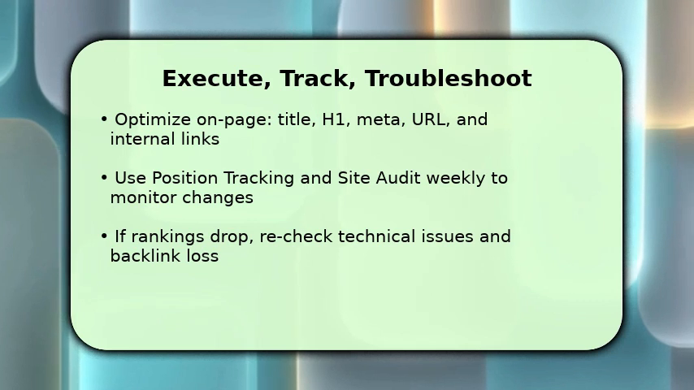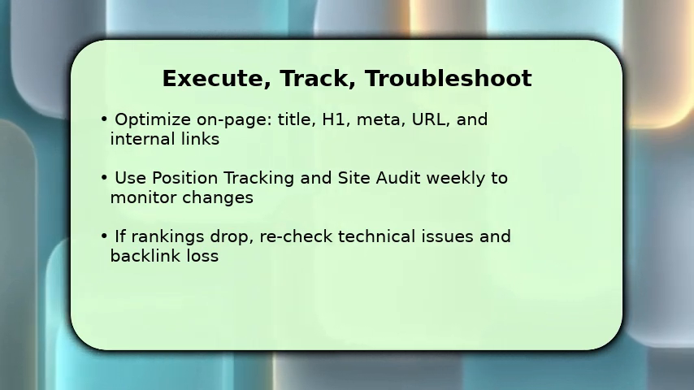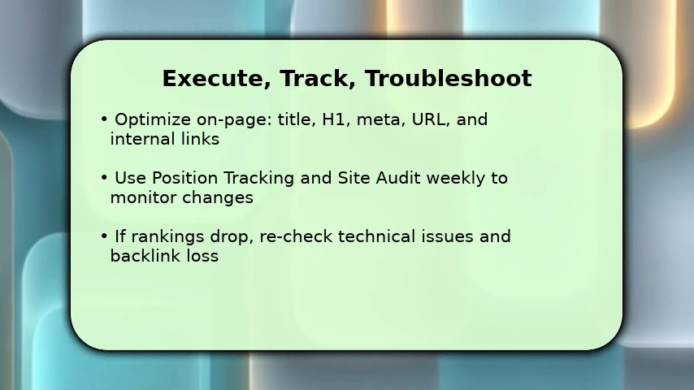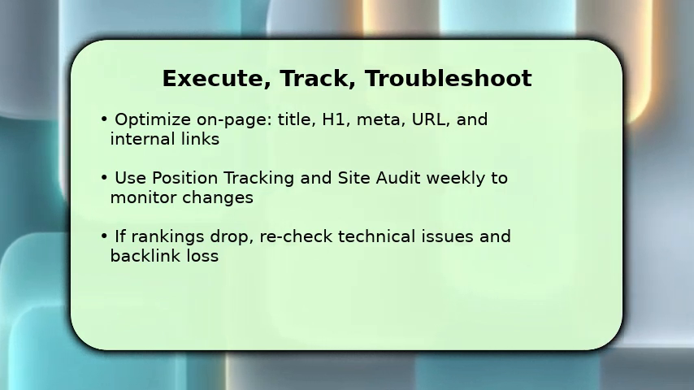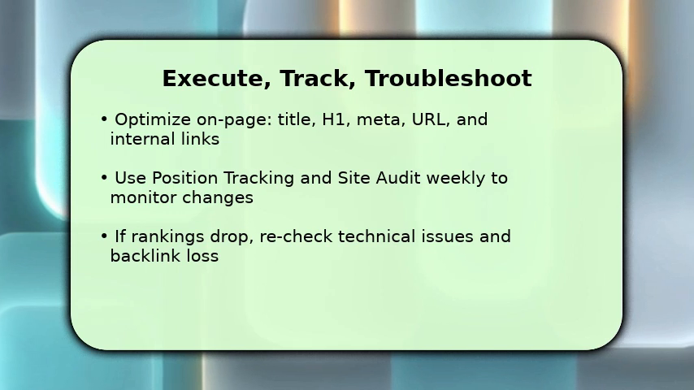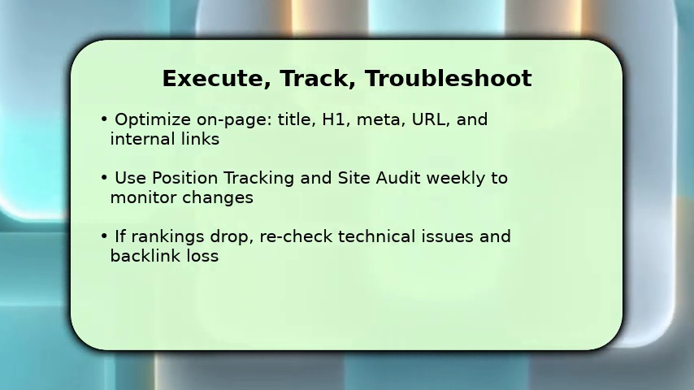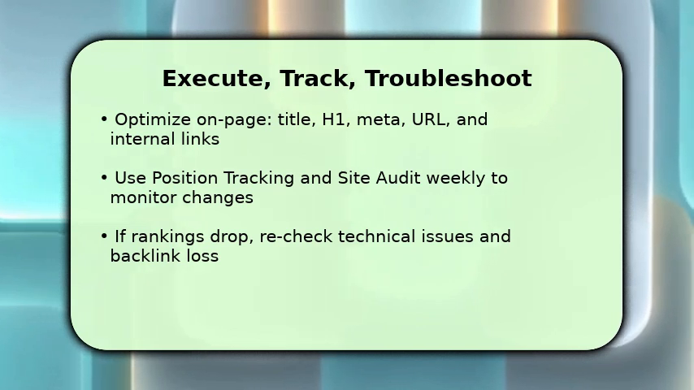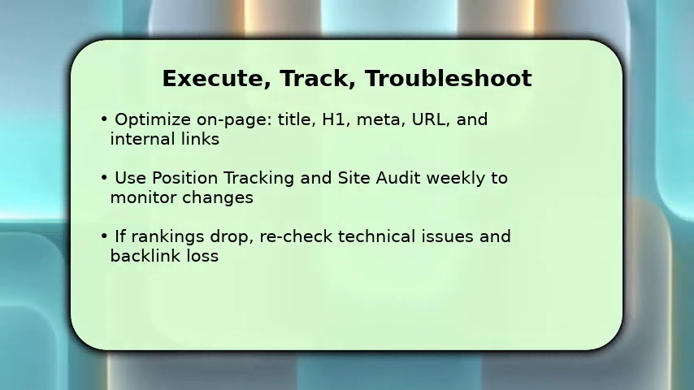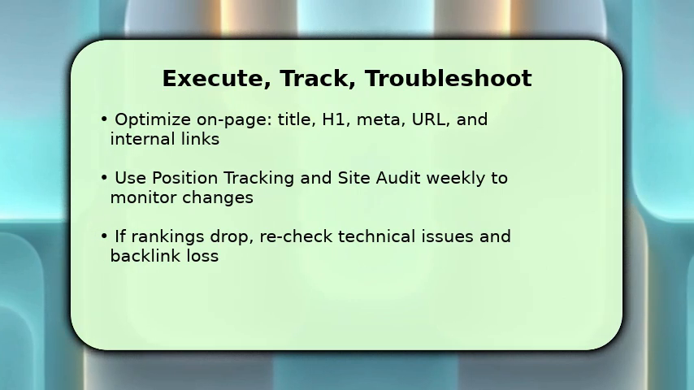If performance stalls or drops, recheck technical errors, mobile usability, and recent backlink loss. Those are common culprits. Finally, iterate, update content based on search trends, and reuse high-performing formats. Troubleshooting tip: if traffic dips suddenly, compare audit and backlink reports first.